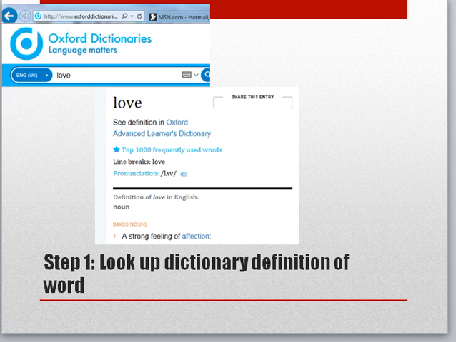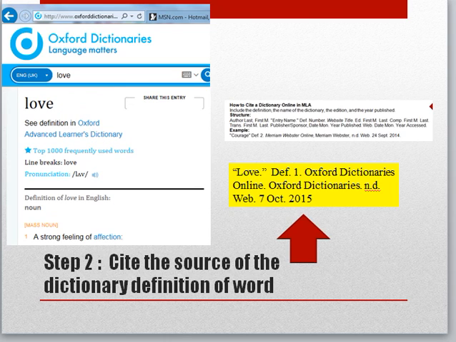Here, I've looked up the dictionary definition of the word love in the Oxford Dictionary online. So step two is to cite the source of the dictionary definition of the word. So here's how to cite an online dictionary source in MLA format. This is the full citation you'll use on your works cited page at the end of your paper. So notice you have the term, love, and in your case, if you looked up the word courage, that word would be here. Then you have which definition it is.